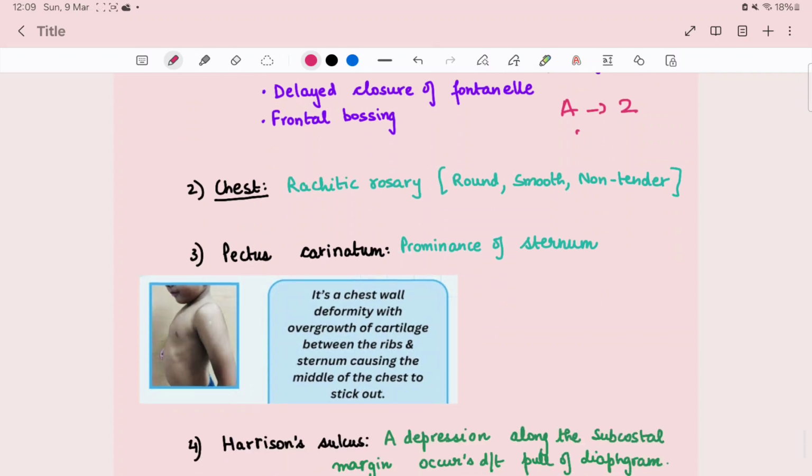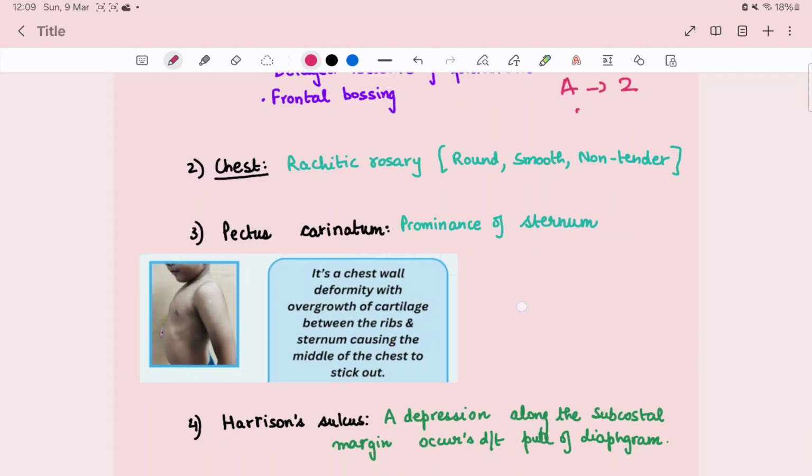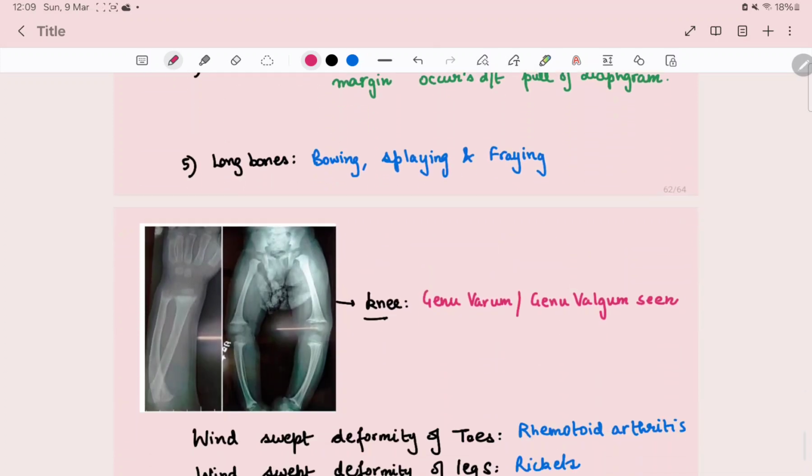What is that? In the chest, you can see rachitic rosary, that is round, smooth, and non-tender. But the rosary which is found in scurvy is sharp and tender. What is pectus carinatum? Pectus carinatum means prominence of the sternum. So it is a chest wall deformity with overgrowth of cartilage between the ribs and sternum. You can also see Harrison sulcus, a depression along the subcostal margin which occurs due to the pull of the diaphragm.